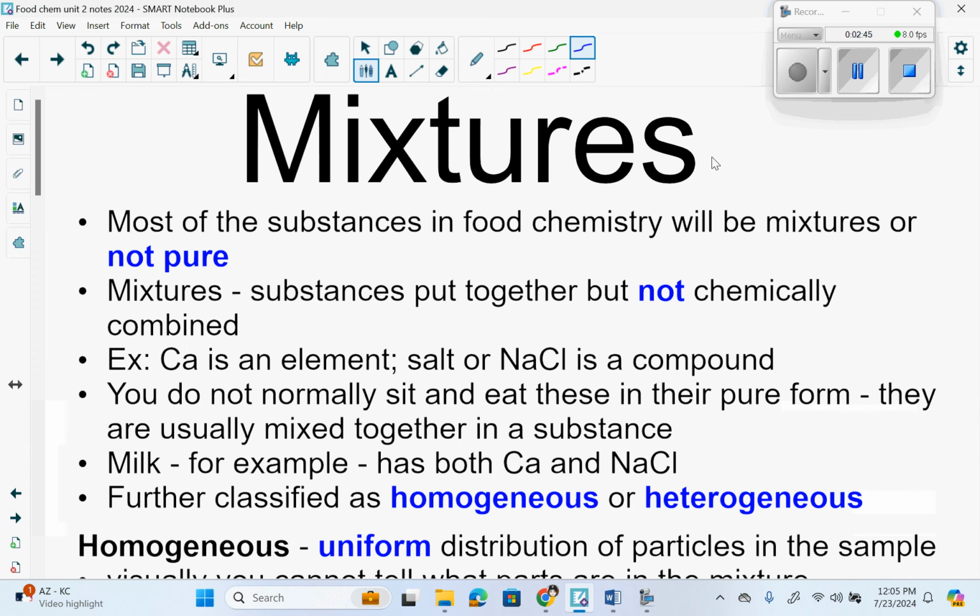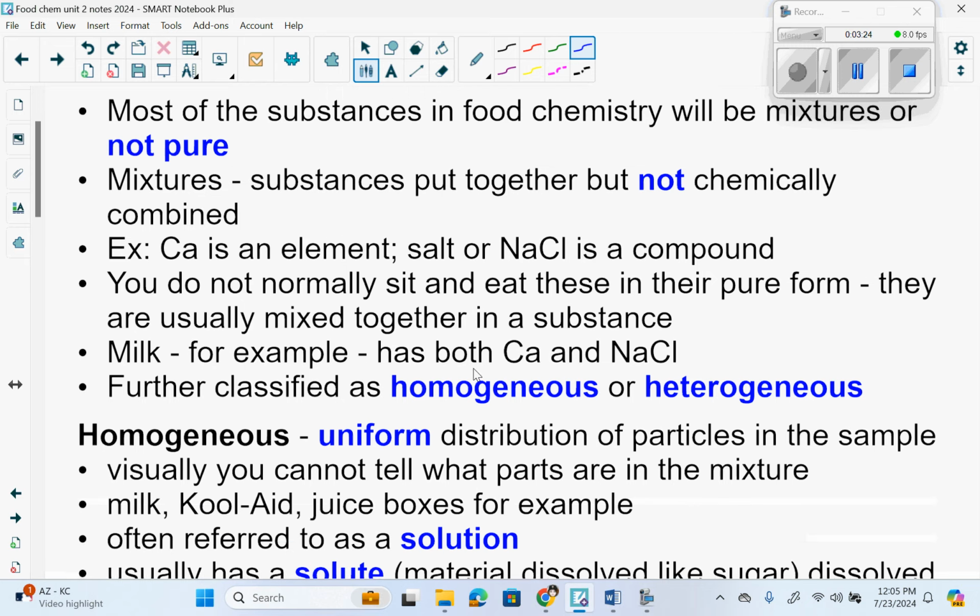Now, mixtures. Most of the substances in food chemistry will be mixtures or not pure. Mixtures are substances put together but not chemically combined. So for example, Ca, that's calcium, it's an element. Salt or NaCl is a compound. Now you don't normally sit and eat these in their pure form. You could take them, I guess, as vitamins, right? Or you could probably taste the salt that you're going to put on your food, but you don't generally look to eat either one of these in their pure form. They're usually mixed together in a substance. Milk, for example, has both calcium and NaCl, and mixtures are further classified as homogeneous or heterogeneous.